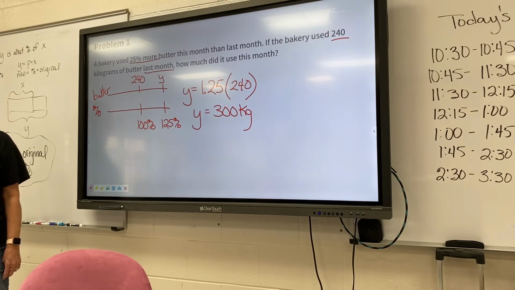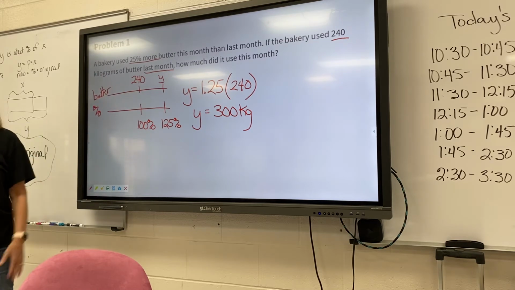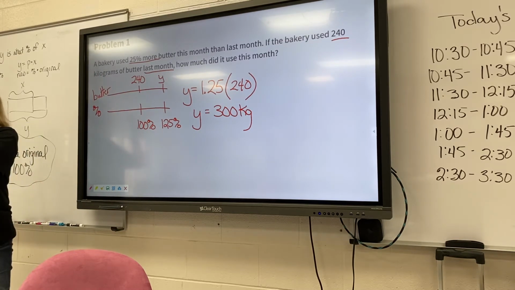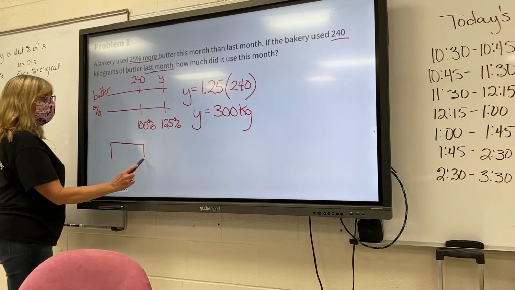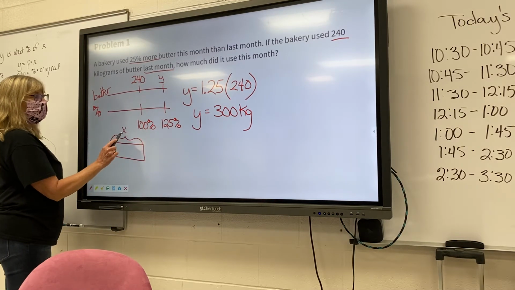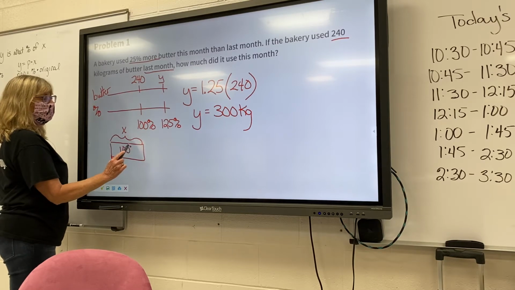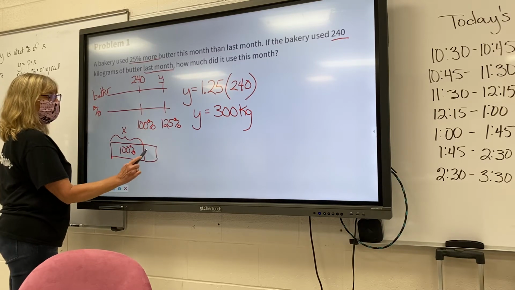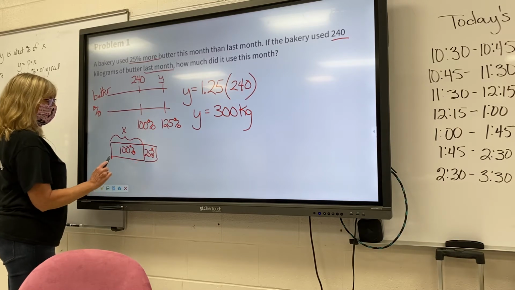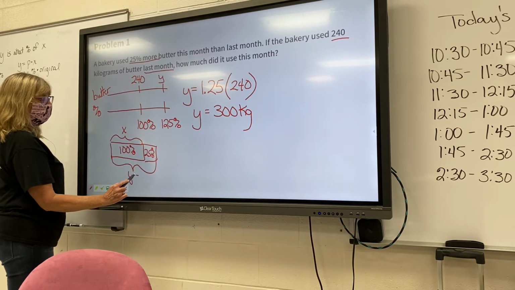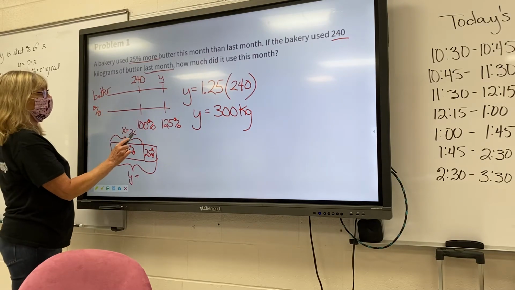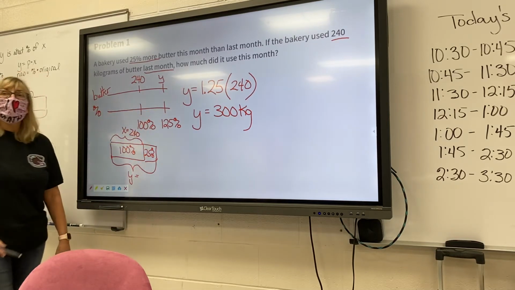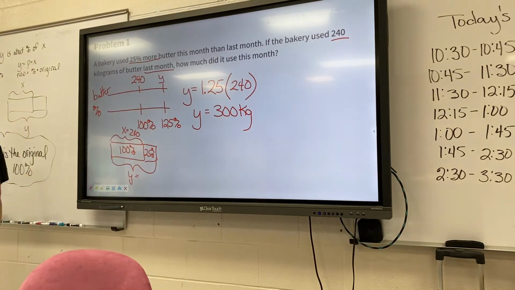Questions? And did I bother to write in all the other numbers on the double number line? No. You only need 4 points. I don't bother with the rest of it, but it helps me see it. If I was to draw the tape diagram, there's my X. It's always 100%. I'm adding 25%. This whole thing is my Y. And we know the original amount of butter was 240. We'll end up with that same equation. That's just a different representation of it.